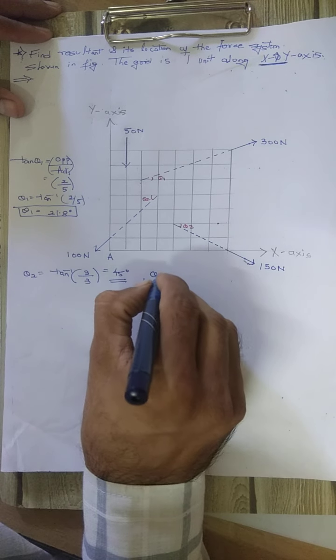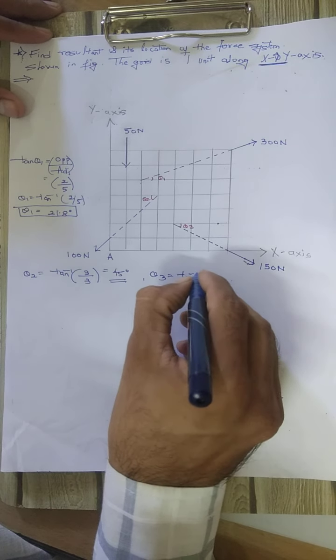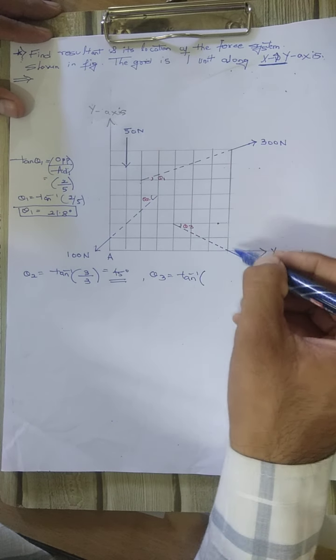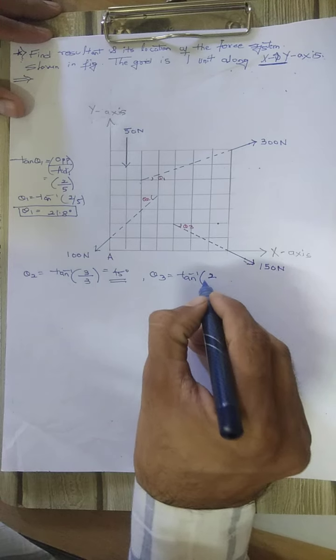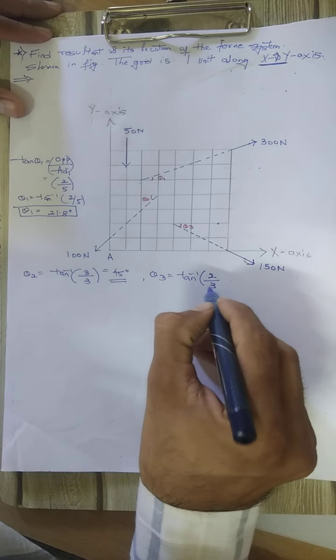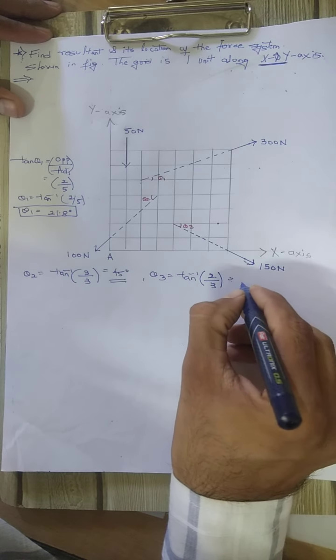In the same way, theta 3 equals tan inverse of opposite upon adjacent. The opposite side in this case is 2, and the adjacent side is 3. So 2 by 3 gives 33.69 degrees.